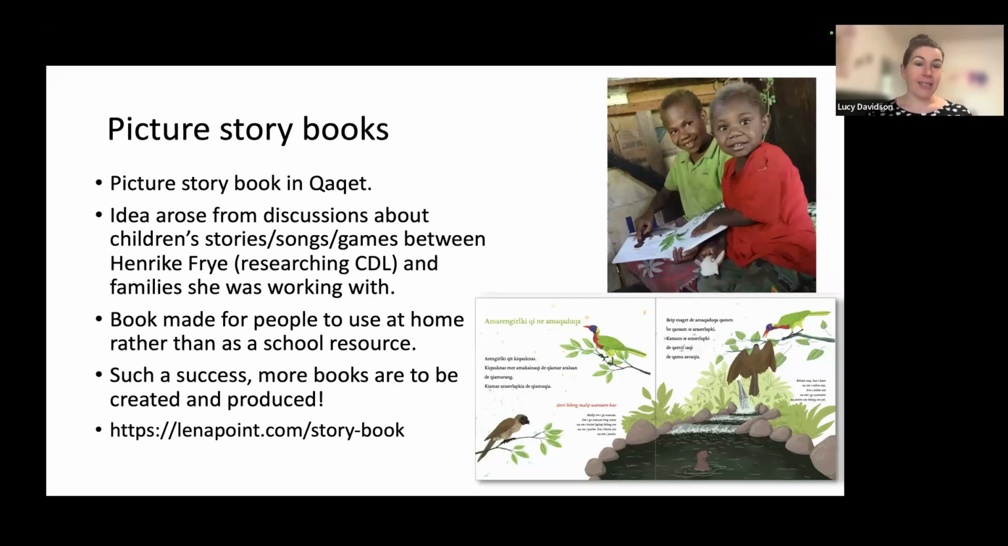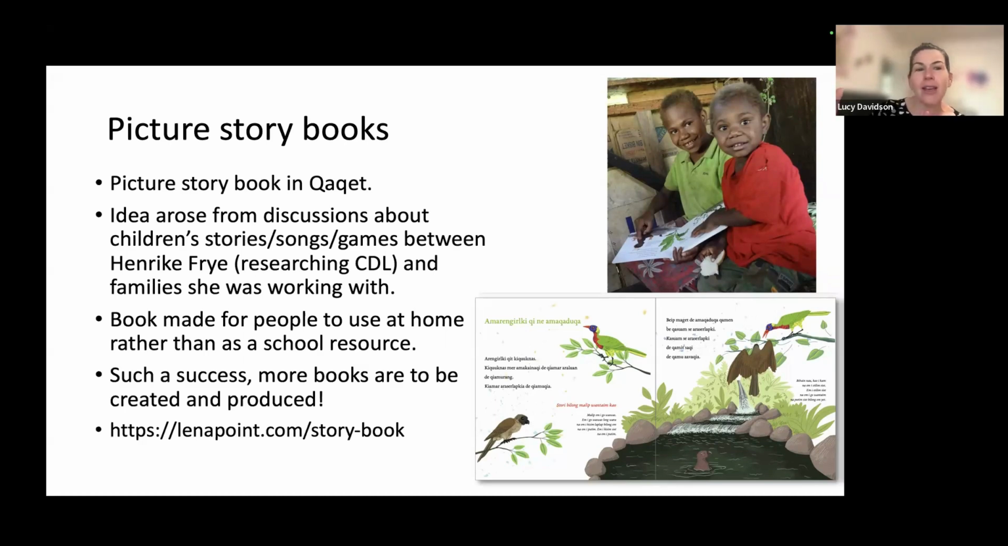The book was made ostensibly for people to use at home, not as a school resource, but one of the women who were involved in these discussions, one of the mothers of the kids, is an early years educator and actually does use this book in her classes at school. And this book was such a success.